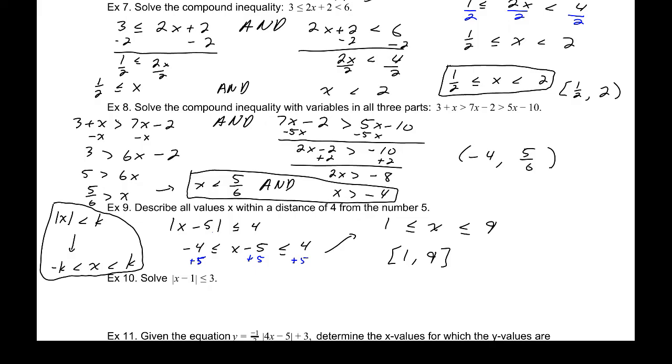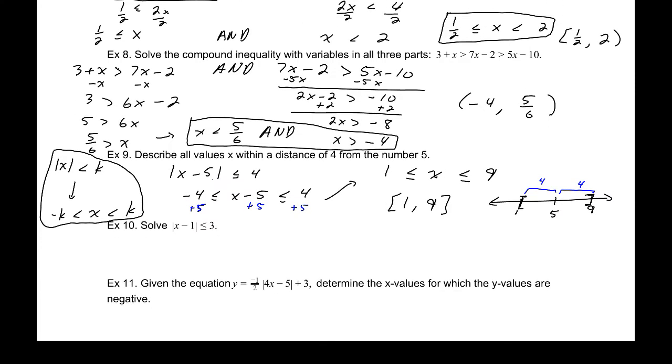Now let me just draw a number line to illustrate this point. Here is the number 5. Here's the number 9. Here's the number 1. How far is 1 from 5? It's a distance of 4. How far is 9 from 5? A distance of 4. So all of the numbers between 1 and 9 are within a distance of 4 from the number 5.